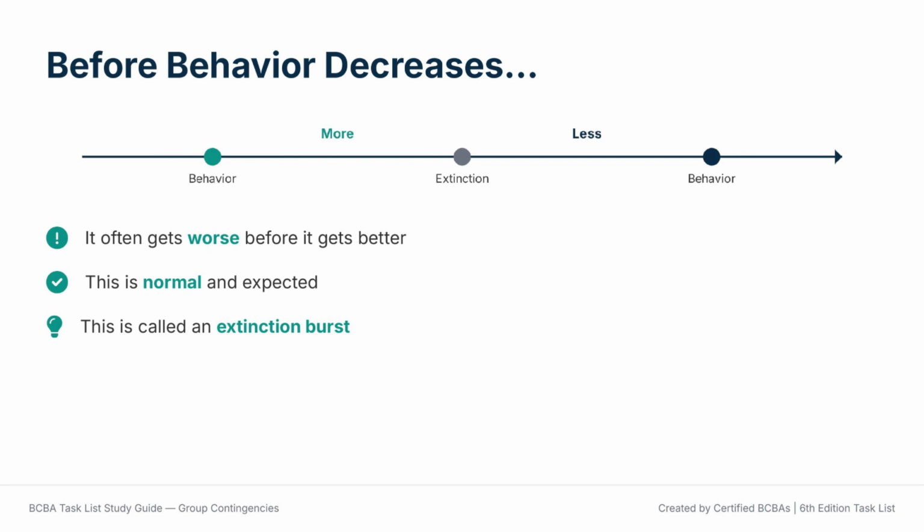Before behavior decreases, it often intensifies, a phenomenon known as an extinction burst. This is a normal and expected part of the extinction process, where behaviors may become more frequent or intense before diminishing. Understanding this helps in managing expectations during behavior modification interventions.